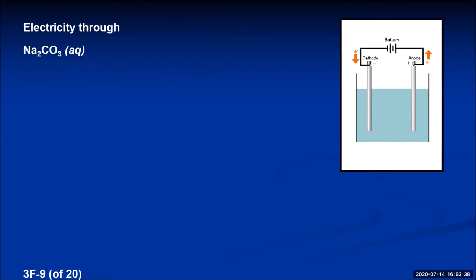If we try one more, let's say we pass electricity through a water solution of sodium carbonate. If you want to take a minute and see if you can predict the products and write the two balanced half reactions for this one, and then we'll go ahead and do that together.